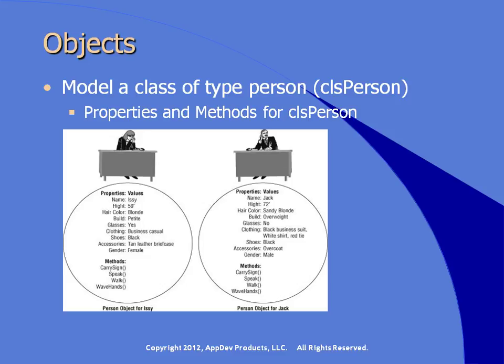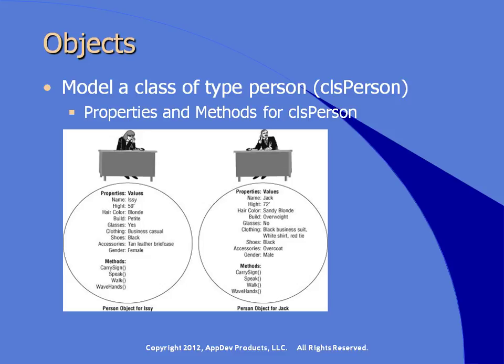She's 5'9", blonde, petite. She wears glasses, is going to wear a casual business suit at the airport. Shoes will be black. She'll have a tan leather briefcase, and she's female. And then we show the methods that we hope she's capable of. She could carry a sign, even though she may not. We hope she can speak, walk, and wave her hands.